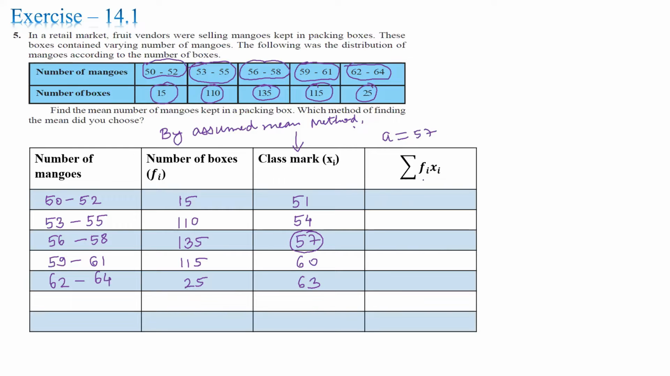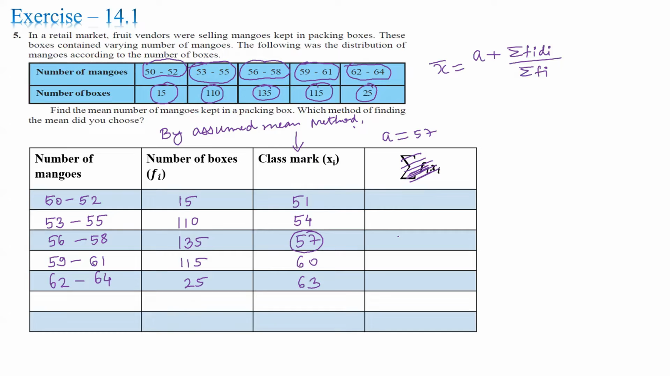What is the formula for the assumed mean method? A plus summation of fi di divided by summation of fi. Okay, and that is nothing but x bar, x bar is our mean.